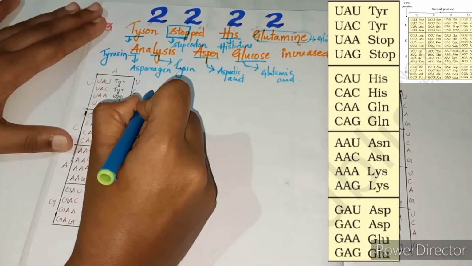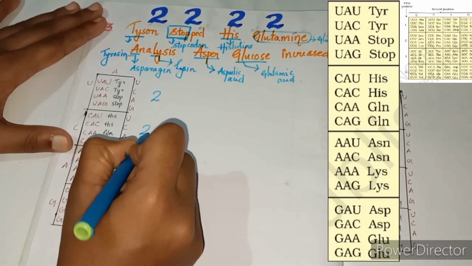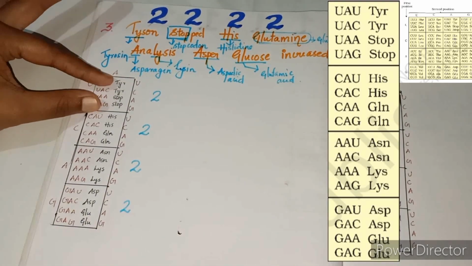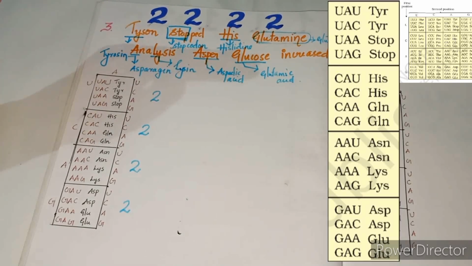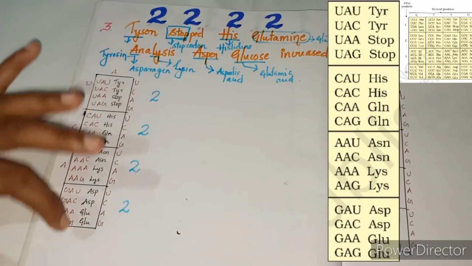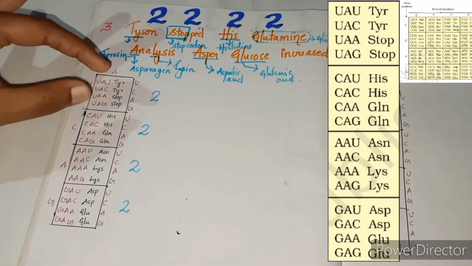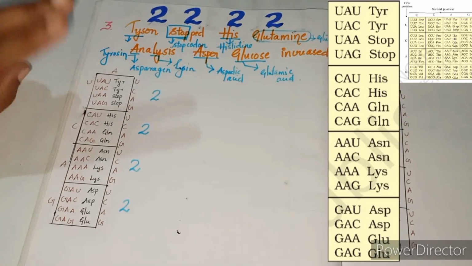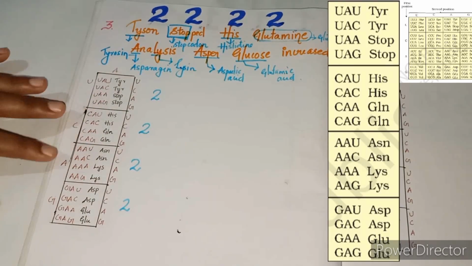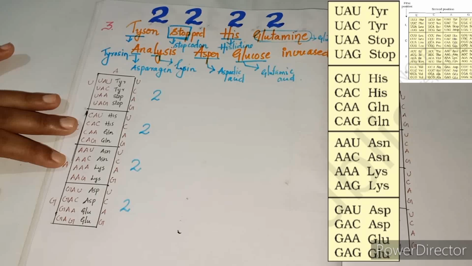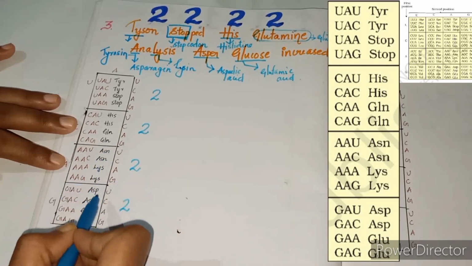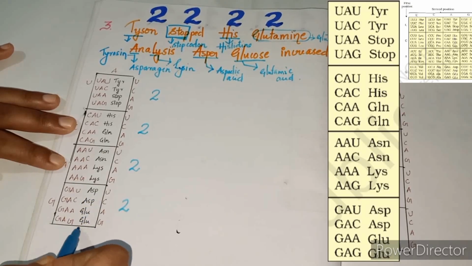And here the magic number is 2, 2, 2, 2. That means each box contains codons which are coding for two amino acids. That is, here tyrosine, and there are two stop codons. And the next there is histidine and glutamine, and asparagine and lysine, aspartic acid and glutamic acid.